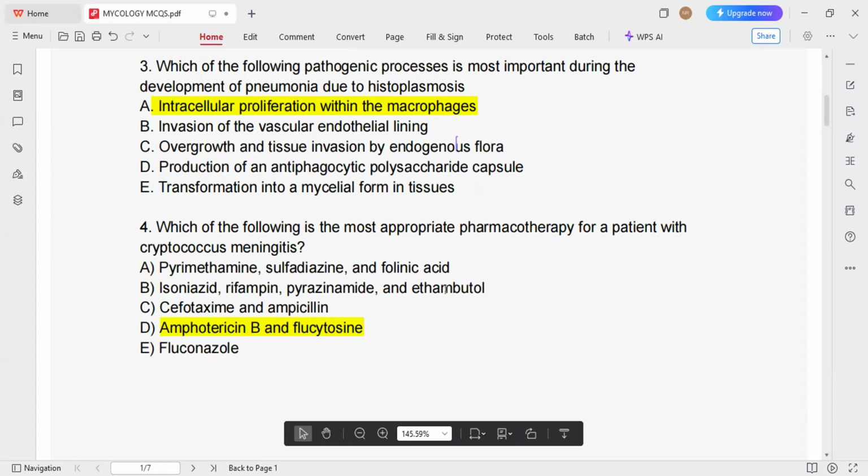Cefotaxime and ampicillin, these are antibiotics, so these are used for bacteria. Pyrimethamine, sulfadiazine, no, this is not it. This is for a protozoa. You have not done protozoa, so this is just an incorrect option. The protozoa in this case is called toxoplasmosis. Okay.